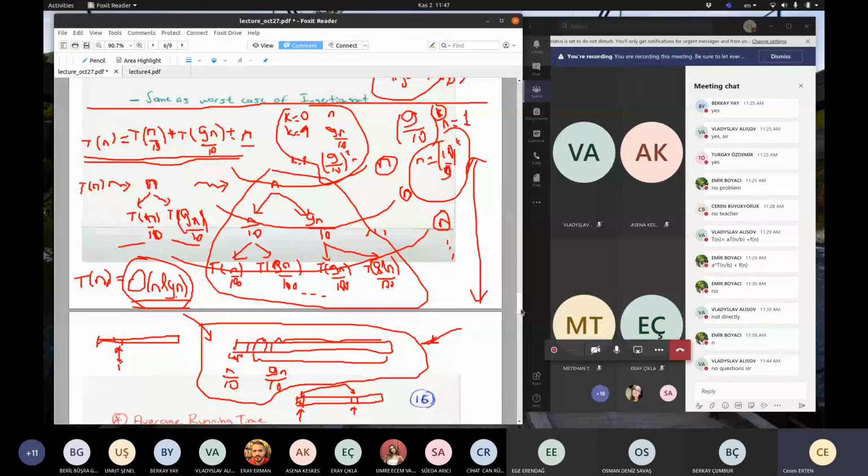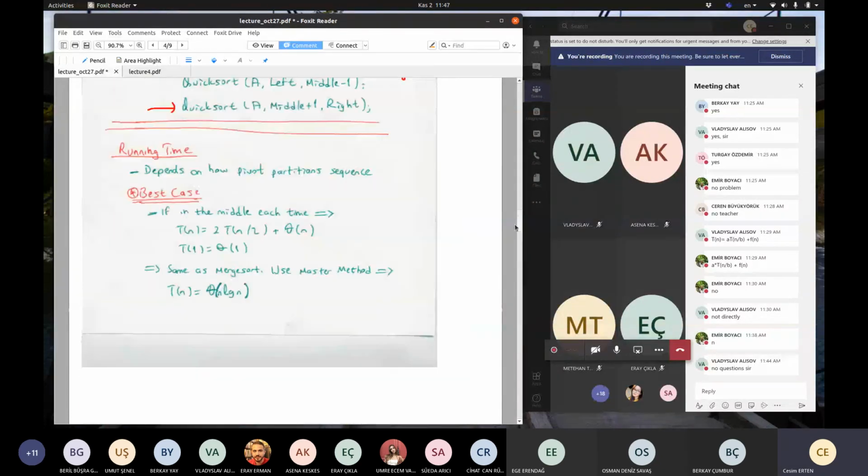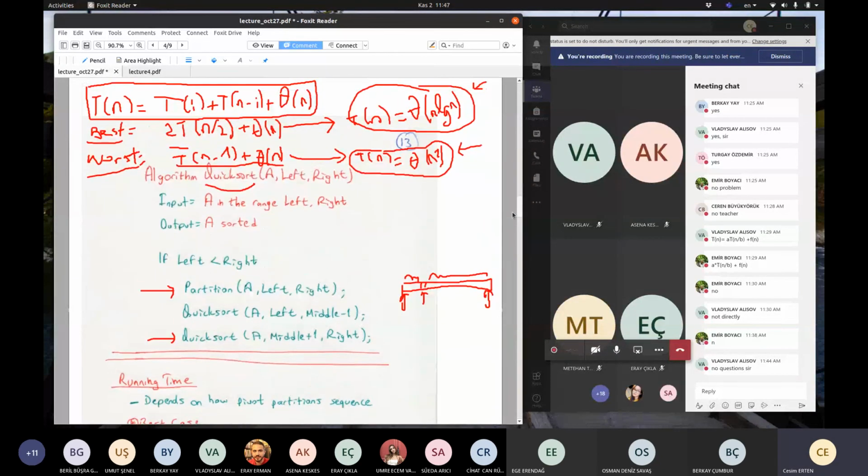To sum up this discussion regarding quicksort: best case is theta n log n, worst case running time is n squared, and assuming that we have made that small change where we randomly pick our pivot at the beginning of the partition algorithm, we can do an average case analysis, which tells us that the running time is still the same as the best case, which is n log n.